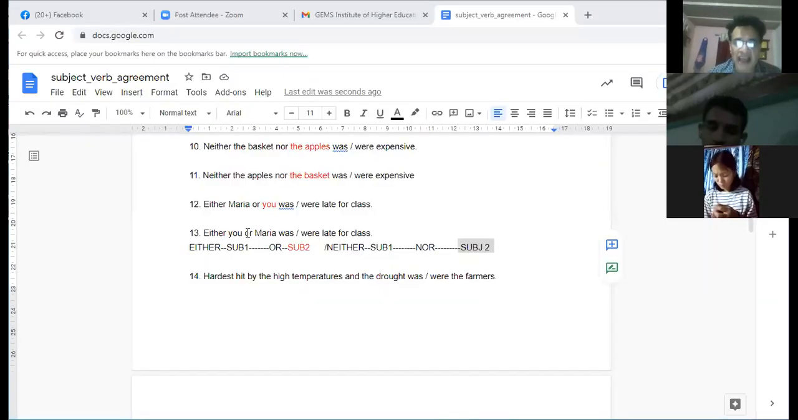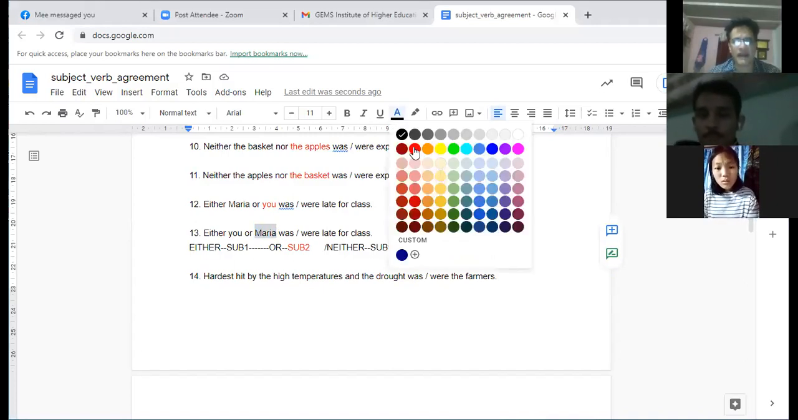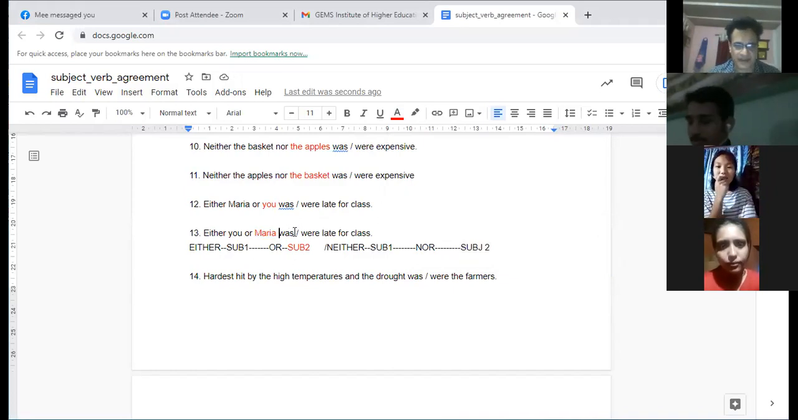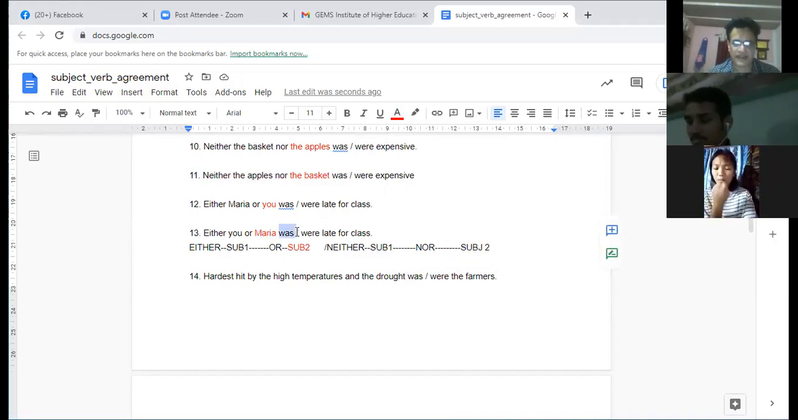So our subject check garauta or ko pachari Maria. Maria is singular or plural? Tell me. Maria is singular. Singular bhai pachi was athaba where kun chai right huncha hola bhandinus ta. Was. So question jata sukai jaos, it doesn't matter. Tapaile either or neither nor pakrera hinnus.